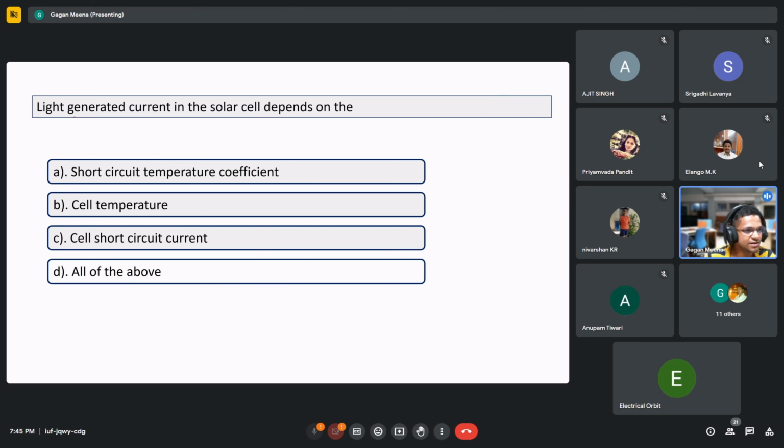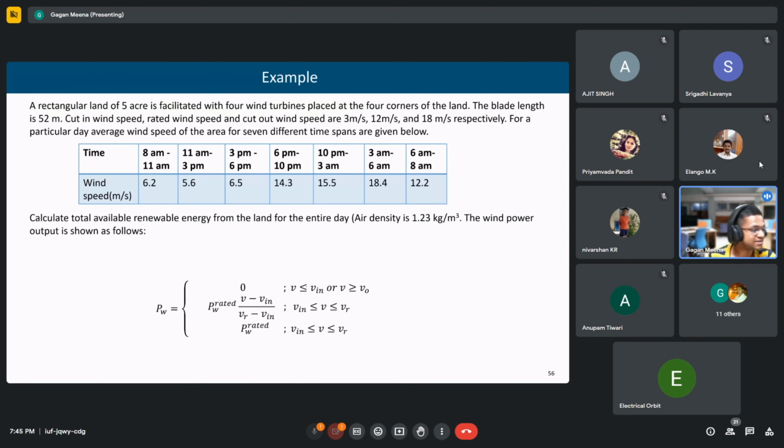Then next question is, light generated current in solar cell depends upon. So we saw this equation of light generated current IL. All. Yes, correct. It depends upon the short circuit temperature coefficient. It depends upon the cell temperature. It also depends upon the irradiance level and also depends upon the short circuit current. Answer is D.